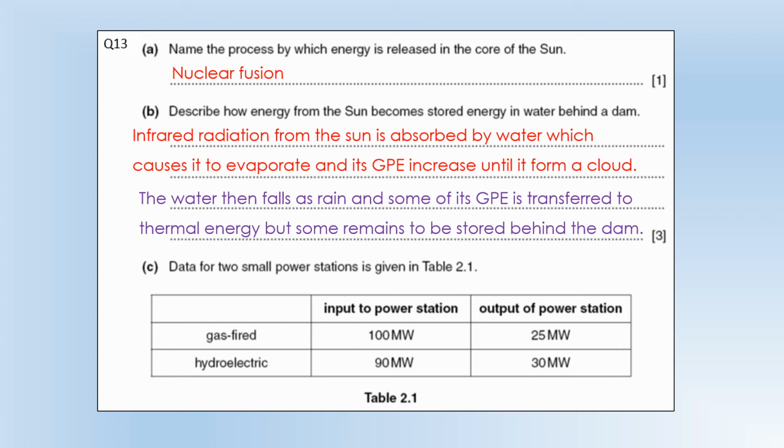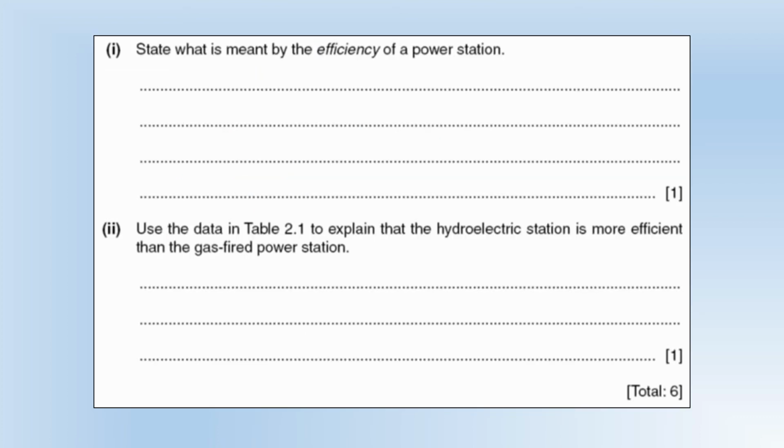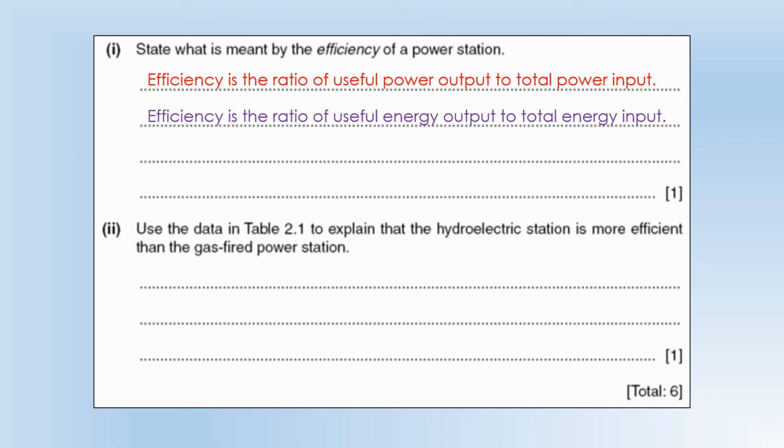So we've got some data for 2 small power stations. We've got a gas-fired power station and we've got a hydroelectric. We've got input and output powers. We are going to look at the efficiency. So first of all, what is efficiency? There's 2 ways of defining it. We can define it as the ratio of useful power output to total power input. Ratio just means divide. And we could also do it with energy as well: useful energy output divided by total energy input.